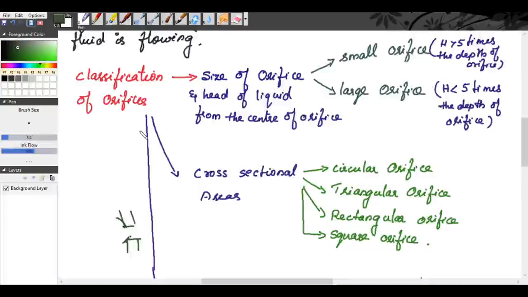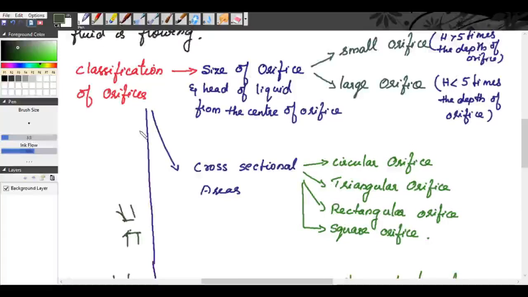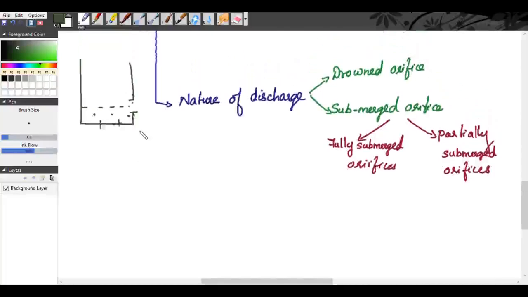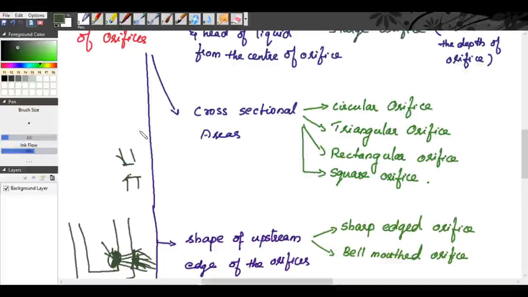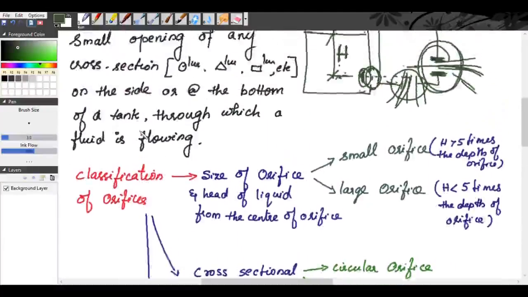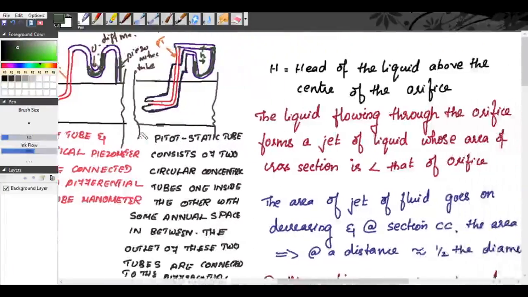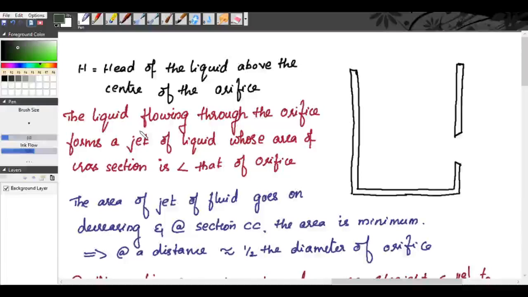So these are the classifications of orifices. Totally four classifications, based upon the head of water, cross-sectional area, shape of the upstream edge and the nature of discharge. Now we will find the velocity, the same way as you studied the Pitot tube. Now we will consider a tank. You can see the tank here. Consider a tank which is fitted with a circular orifice in one of its sides.